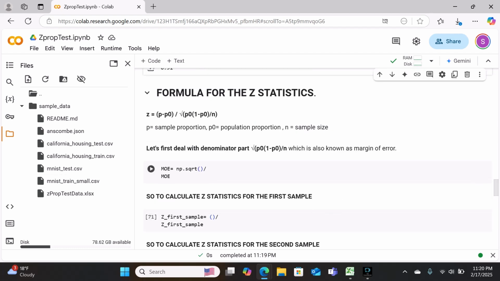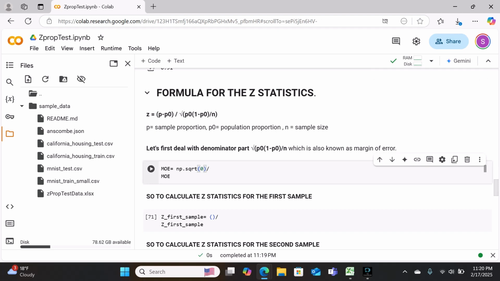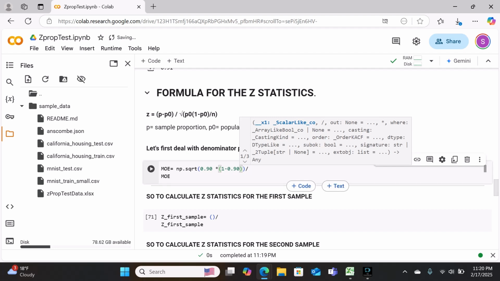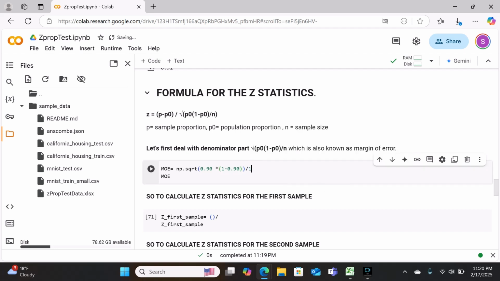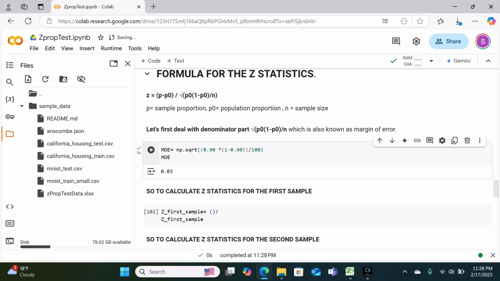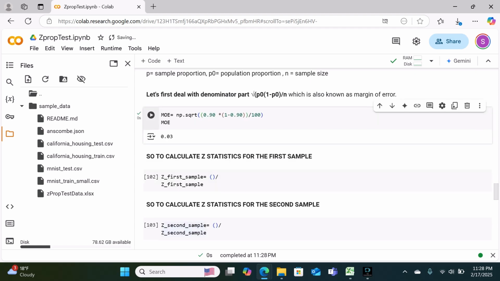So the margin of error is the square root of the population proportion, which is 0.90, multiplied by 1 minus the population proportion, and we have to divide that by the sample size, which is 100. So the margin of error is 0.03.